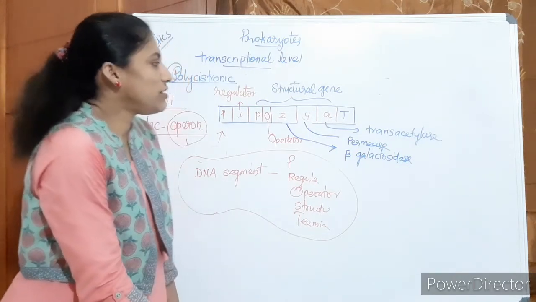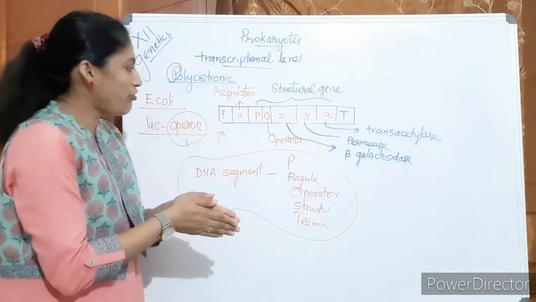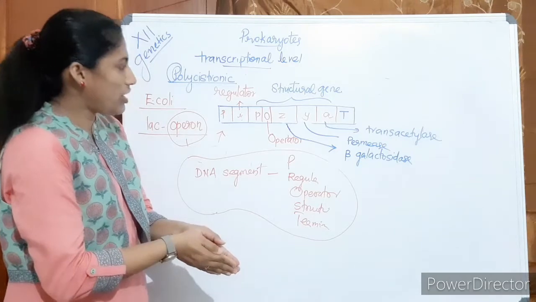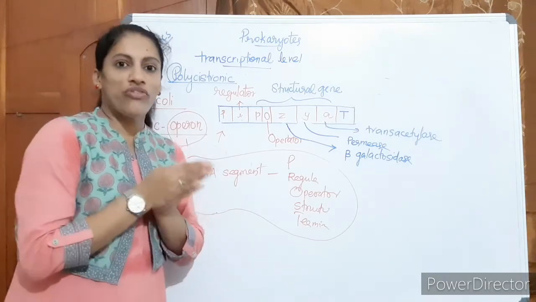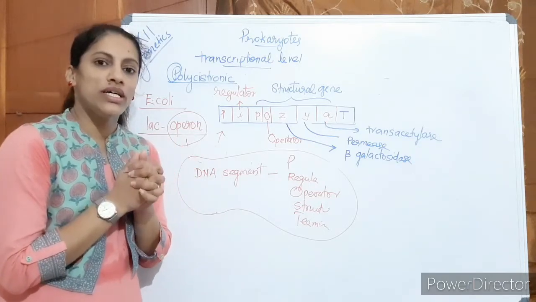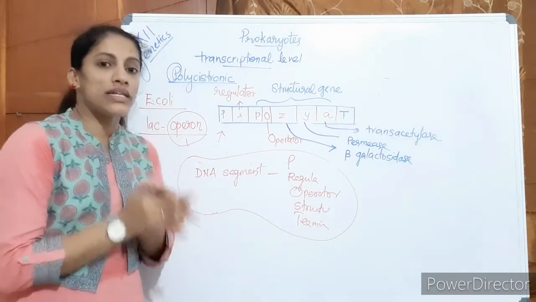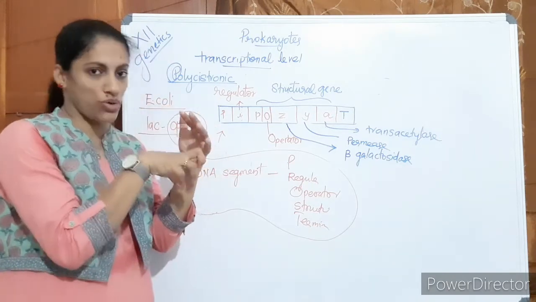Then this is just an example. You have to understand what is the role of promoter, what is the role of regulator, what is the role of operator. Role of promoter, terminator you have already studied. What is the role of promoter? It's a region where transcription begins. RNA polymerase enzyme can access this region only.